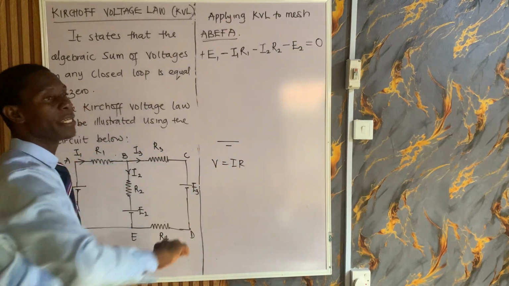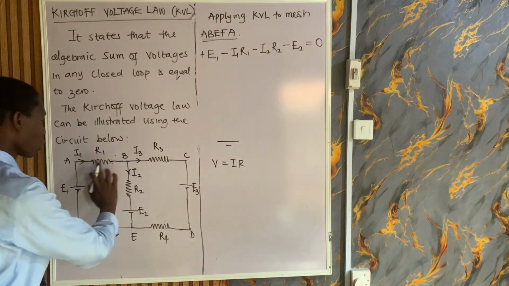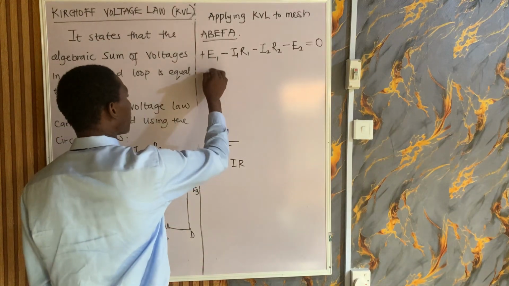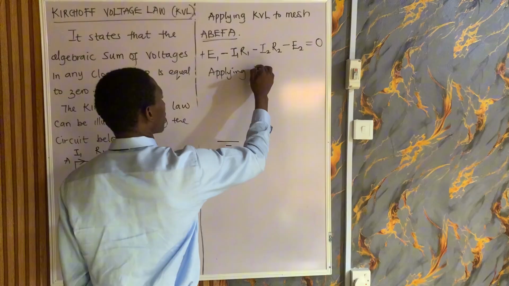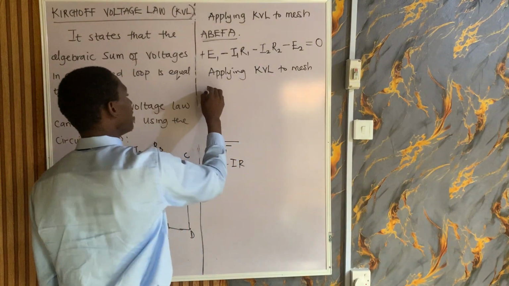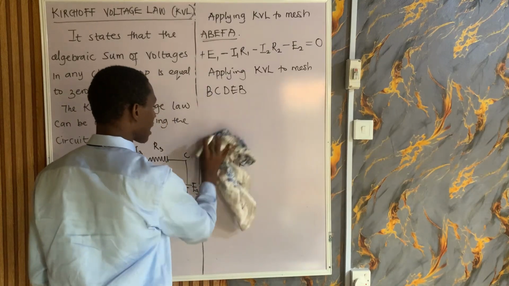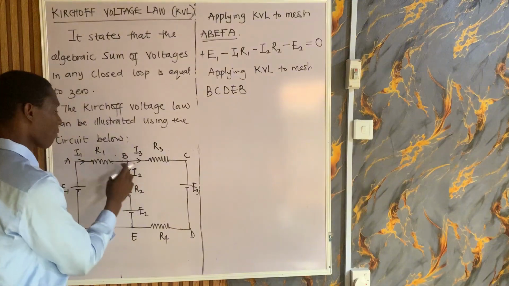This is the KVL: the sum of the voltages around a closed loop or a closed mesh is equal to 0. Now, again, I will apply the same KVL, applying KVL to mesh B, C, D, E, B. Well, that happens to be the second loop, which means this other part now. And how is it going to be? Well, let's start from this part now.